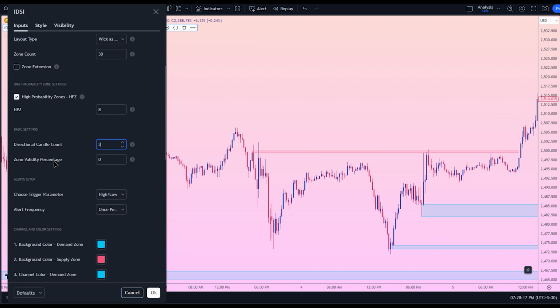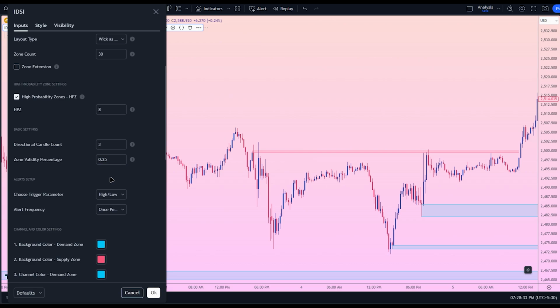Second, zone validity percentage defines the percentage move the price must make after forming a demand or supply zone. This setting helps confirm if the zone has strength based on price movement. For example, you can set the percentage to 0.25%.